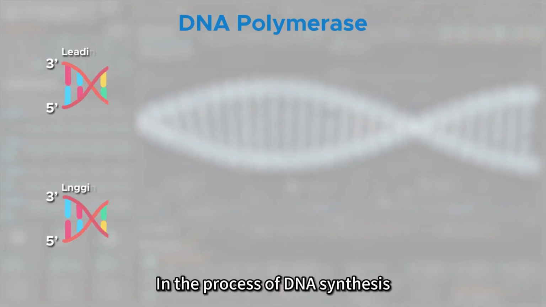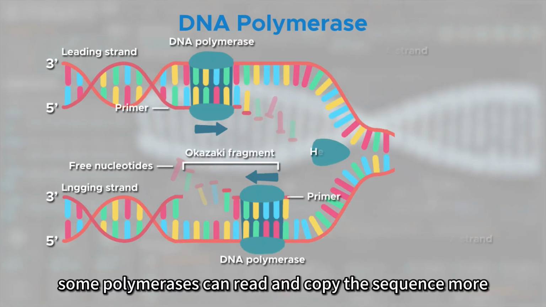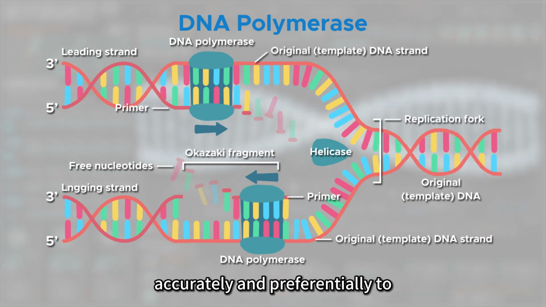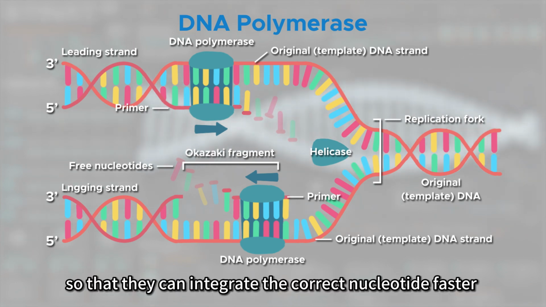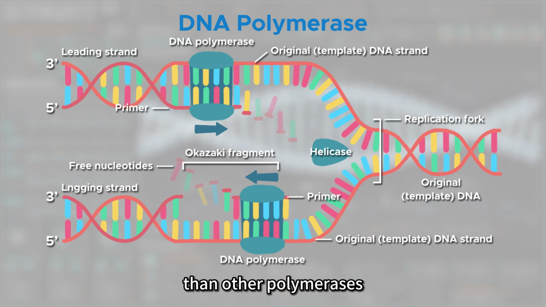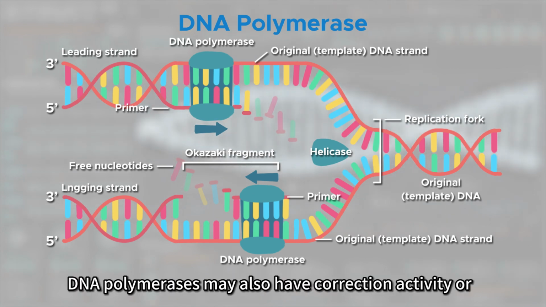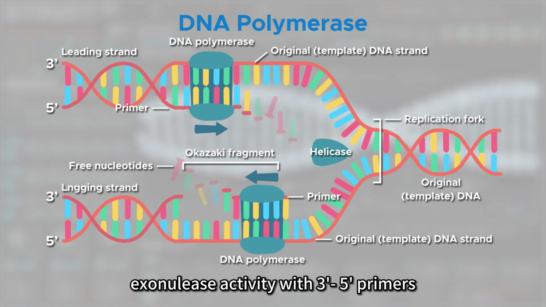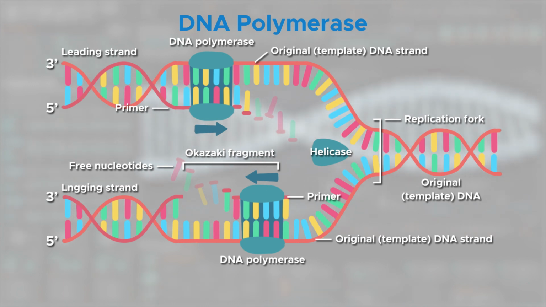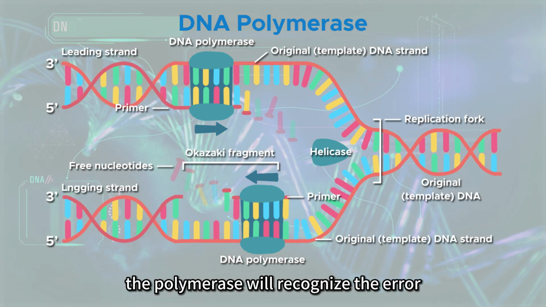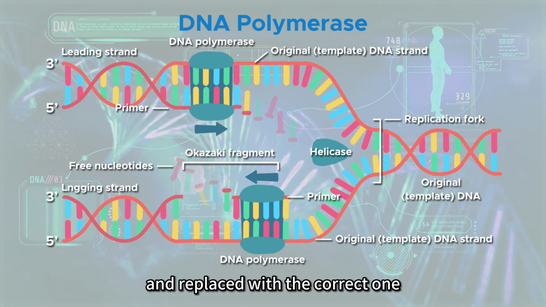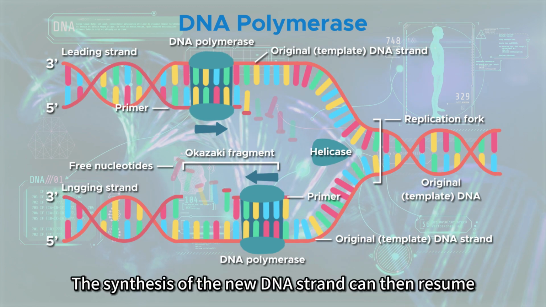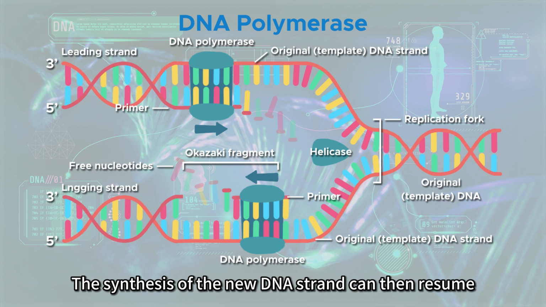In the process of DNA synthesis, some polymerases can read and copy the sequence more accurately and preferentially combine the correct nucleotide, so that they can integrate the correct nucleotide faster than other polymerases. In addition, DNA polymerases may also have proofreading activity, or exonuclease activity, from 3' to 5'. When an incorrect base is added, the polymerase will recognize the error, and the wrong nucleotide will be removed and replaced with the correct one. The synthesis of the new DNA strand can then resume.